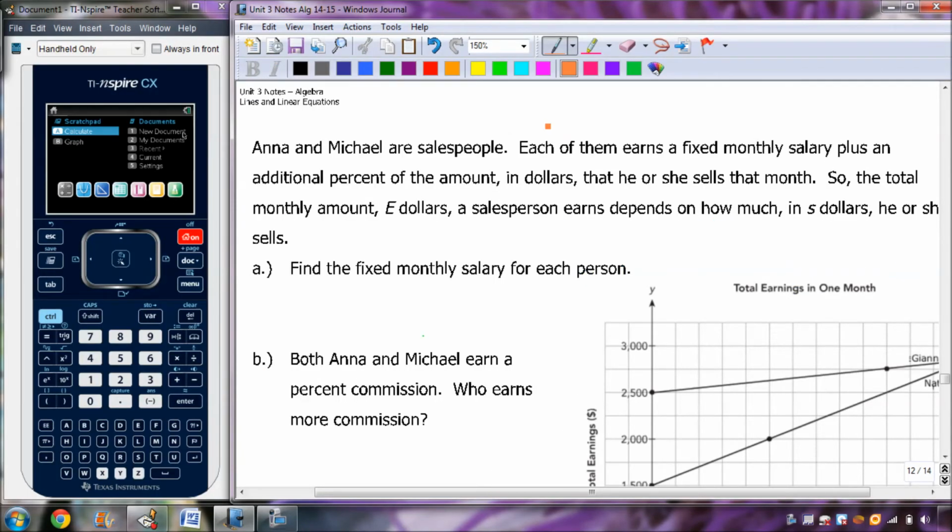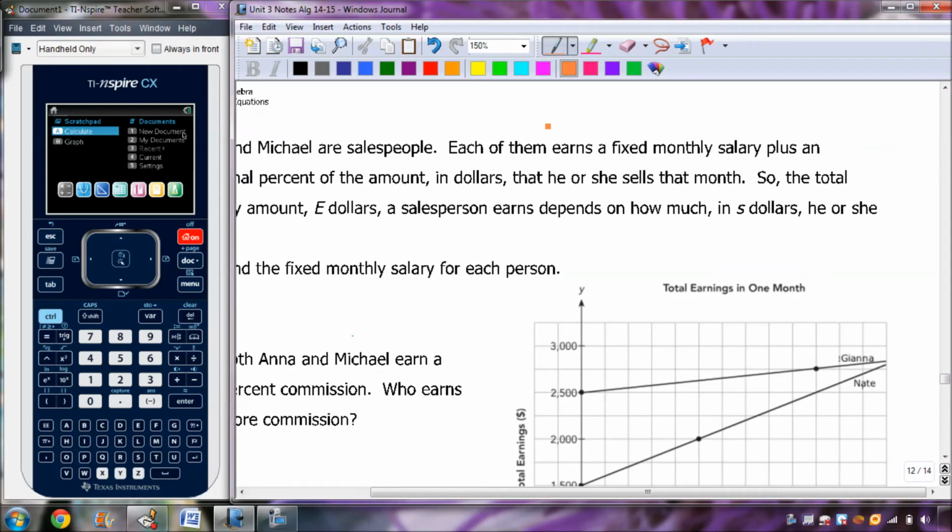All right, last question. Anna and Michael are salespeople. Each of them earns a fixed monthly salary plus an additional percent of the amount in dollars that he or she sells that month. So the total monthly amount, E dollars, a salesperson earns depends on how much, in S dollars, he or she sells. So question A says find the fixed monthly salary for each person.